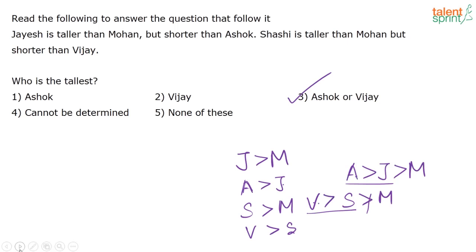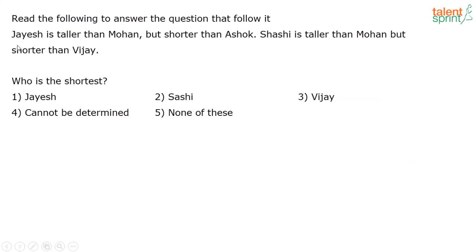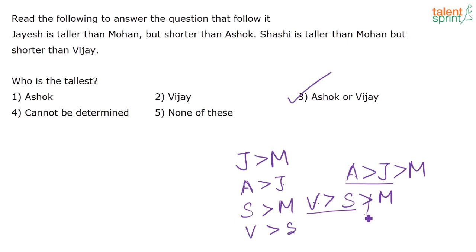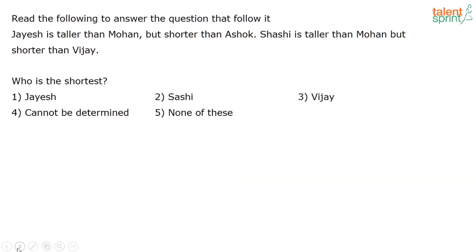Now the next question is who is the shortest. It is very clear. All the 4 people, A, J, V and S, are taller than Mohan, correct? So Mohan is the shortest. Is Mohan there in the options? No, Mohan is not there in the options, so it is none of these. But Mohan is going to be the shortest. Okay, now let's move on to the next question.